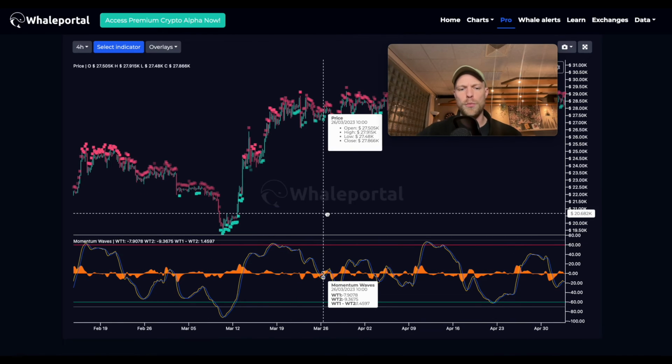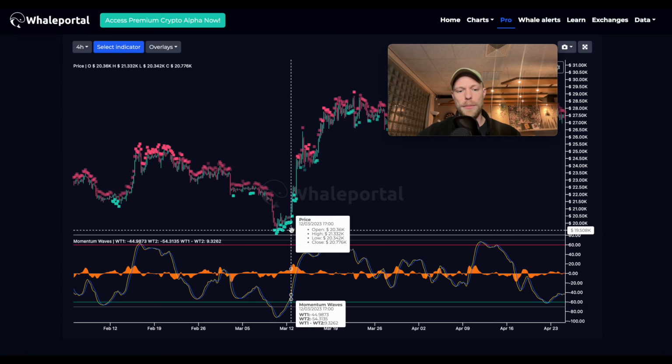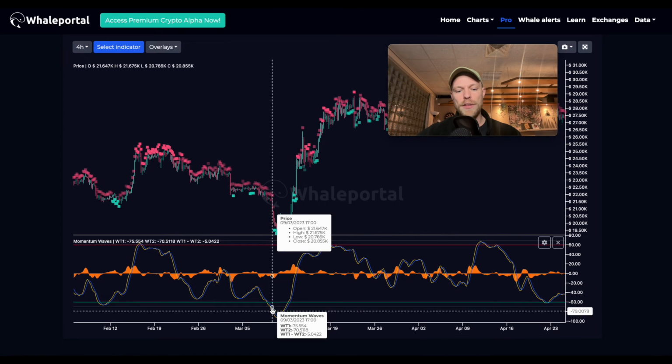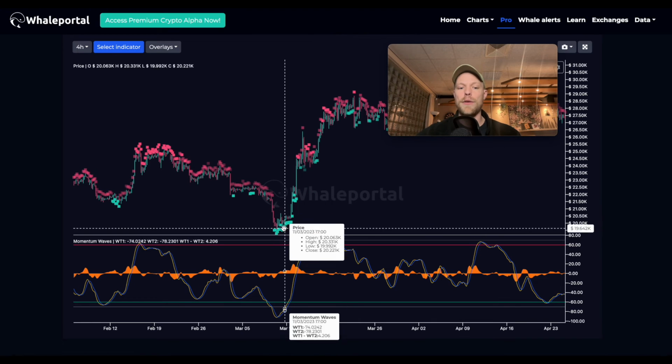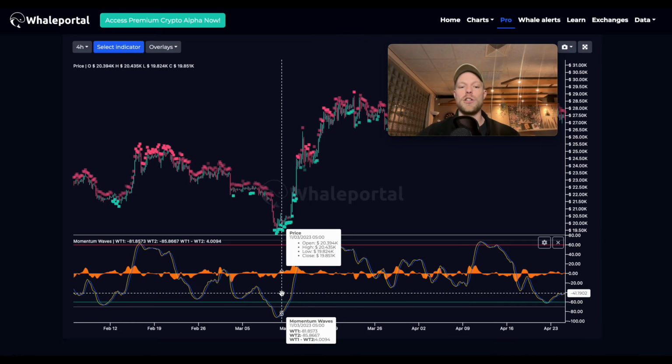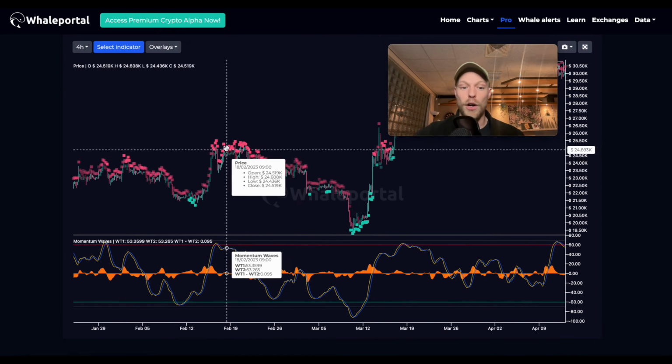Like this one is also beautiful, right? We have all these green dots coming here at this point. And we have the momentum wave coming very low and then coming up. So this is again a very beautiful moment to open a long position. We get confirmation with the momentum indicator and the green dots. Here we have a beautiful opposite.